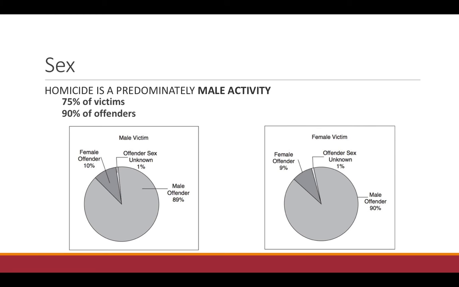Homicide is a predominantly male activity, as is most crime, but even more so for homicide. So men are victims in 75% of cases, and they're offenders in 90% of cases. So it's pretty rare for a female to be a victim of homicide, and it's even rarer for her to be the offender.